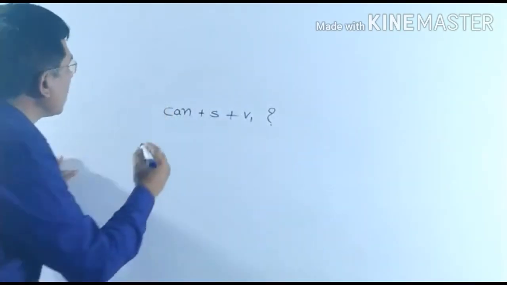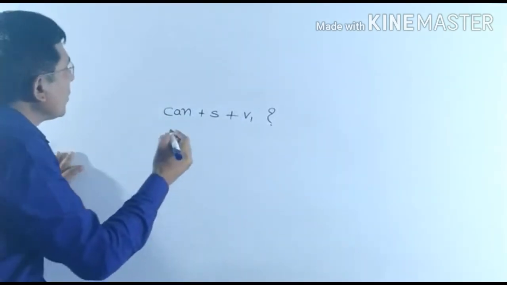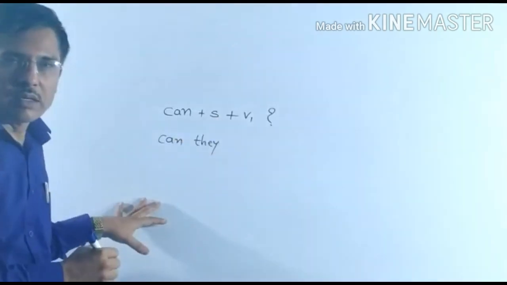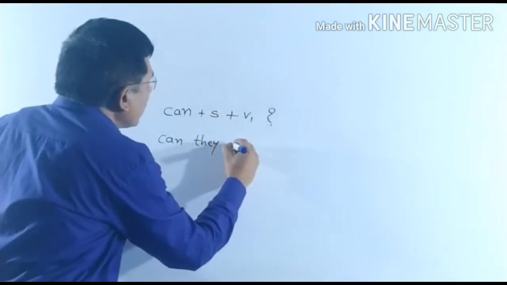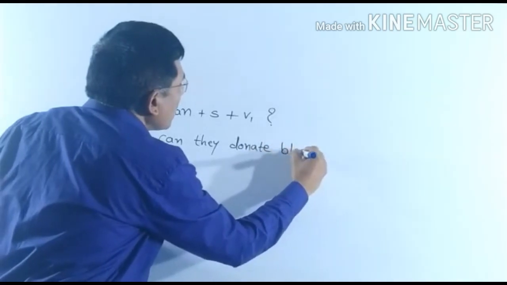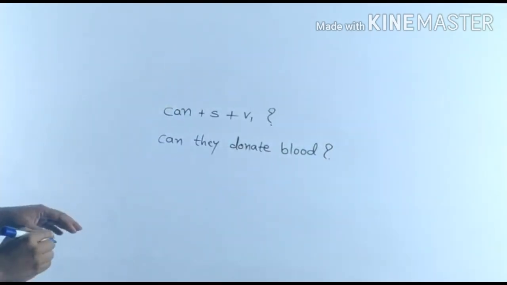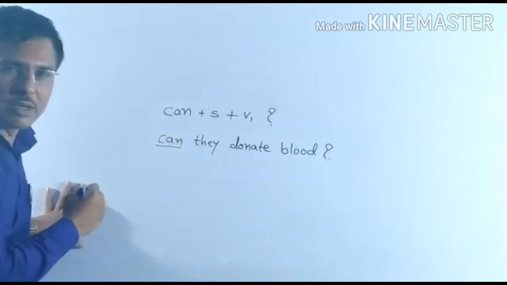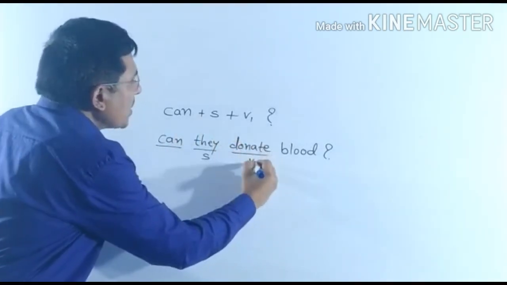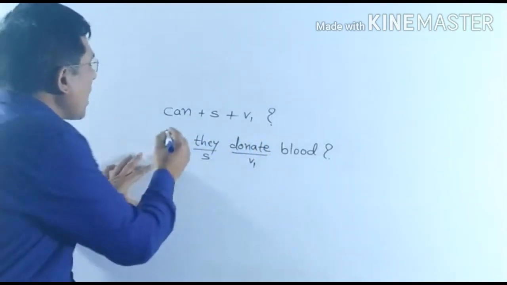Use can in the beginning. Any subject that we know. Can they? Verb form. Donate. Can they donate blood? See here, can is in the beginning, then subject, then verb form, base verb form, and our question is ready again. Can they donate blood?